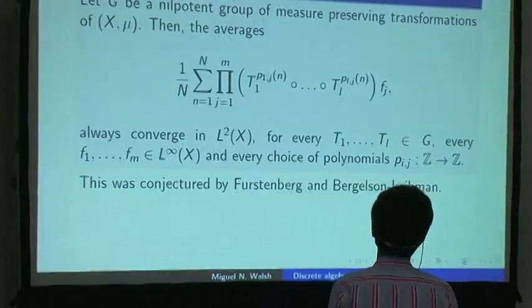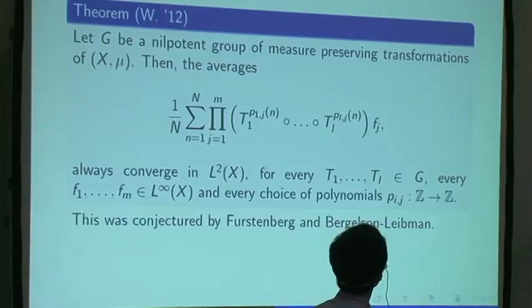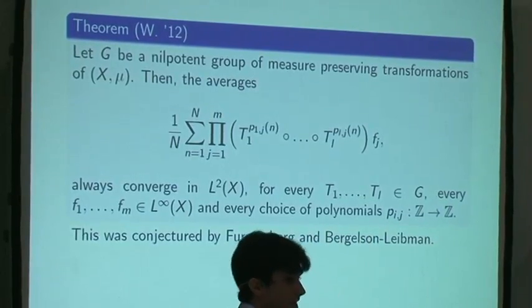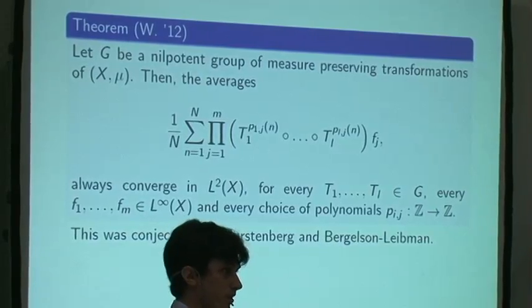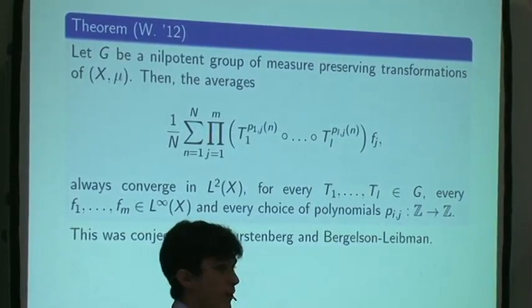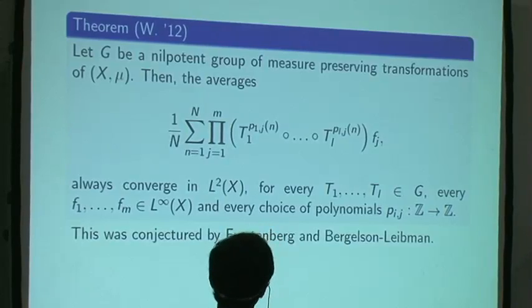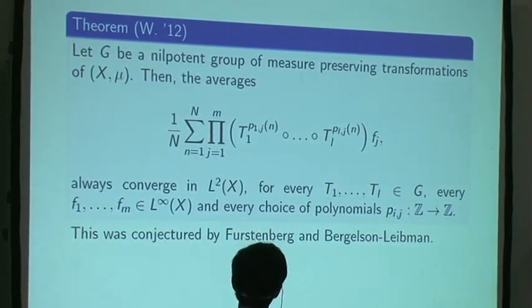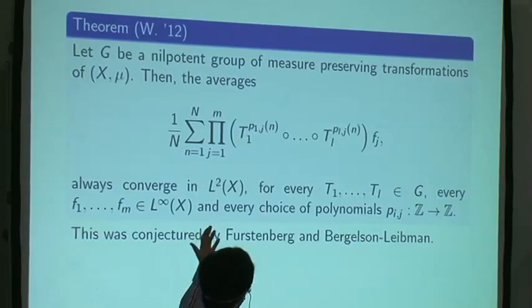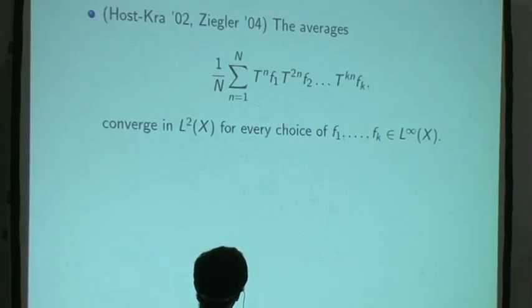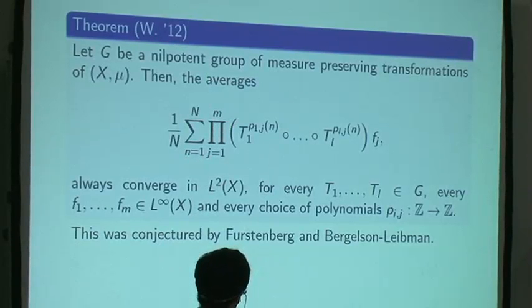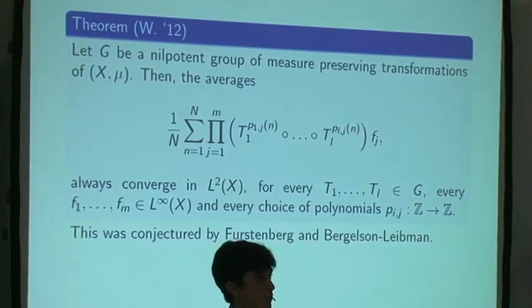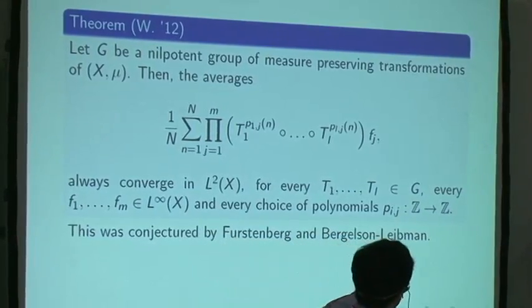So the first result is the following. It says that as long as G is a nilpotent group, in fact, every combination you can make of the above directions always converges in L2. So let G be a nilpotent group of measure preserving transformations of your space, an arbitrary space. Then these general averages, so you're averaging here over n, and here you're taking a product over several functions, and you're applying your transformations any way you want, and your polynomials, you can choose them.